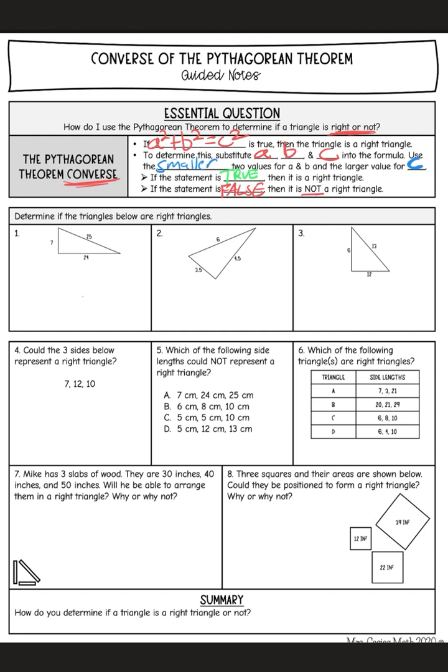So let's look at our first problem here. It says determine if the triangles below are right triangles. We're given the numbers 7, 25, and 24. Remember, we always identify where our c side is. This is our c side because it's the largest value, or the longest side. It's opposite the right angle. It's called the hypotenuse. Great.